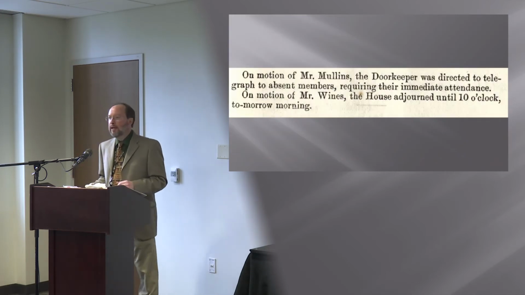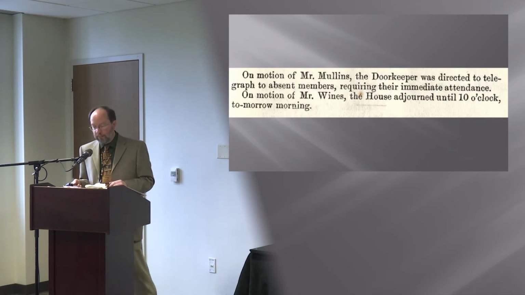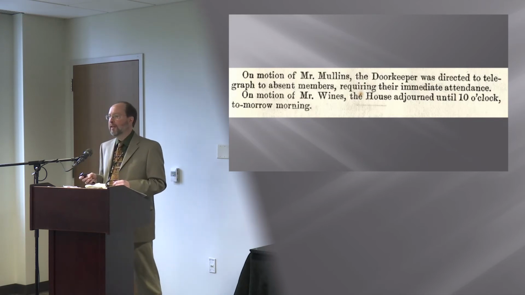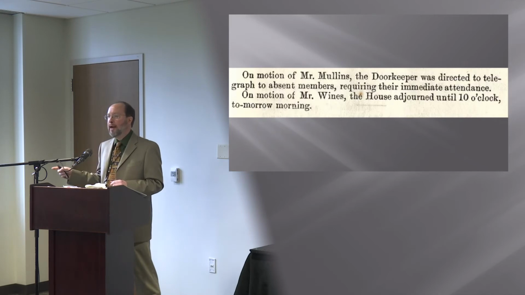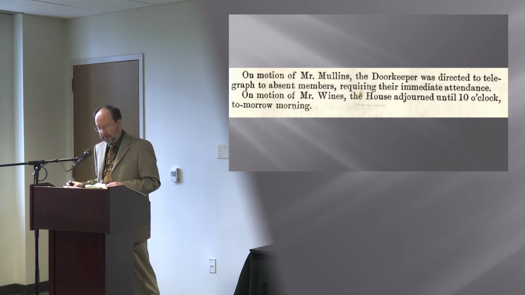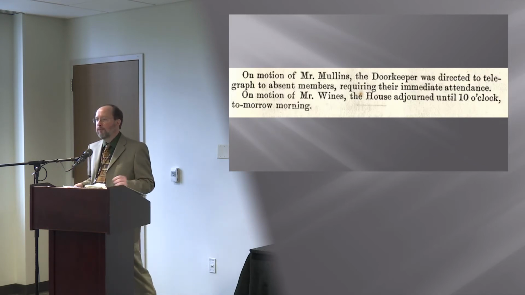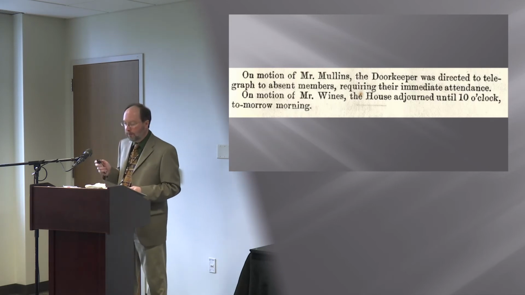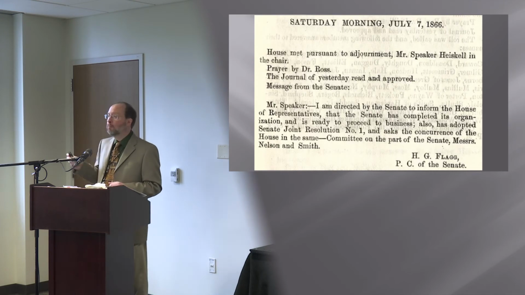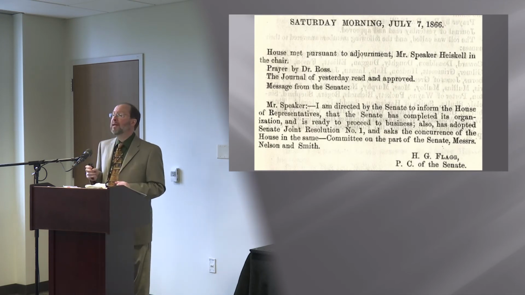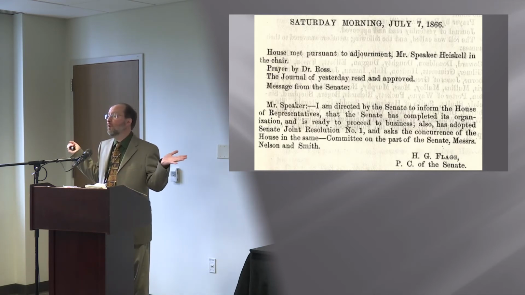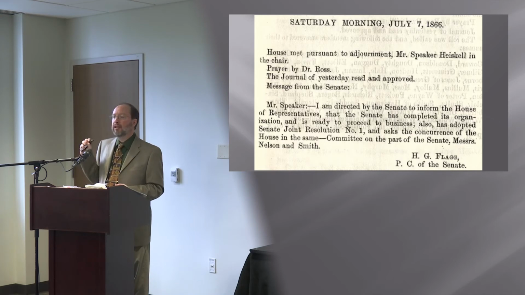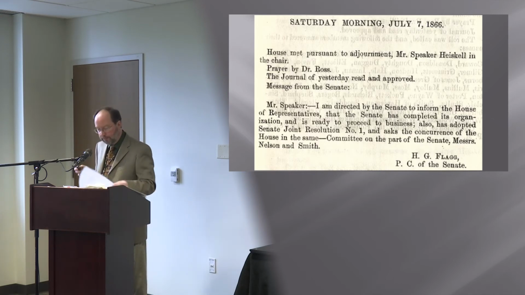On July 5th, 1866, the doorkeeper was instructed to telegraph the absent members, requiring their immediate attendance. And day after day passed with no House quorum. The Senate, meanwhile, completed its organization and began its business without the convening of the House. The Senate could pass whatever they wanted, but nothing could pass the House without a quorum.